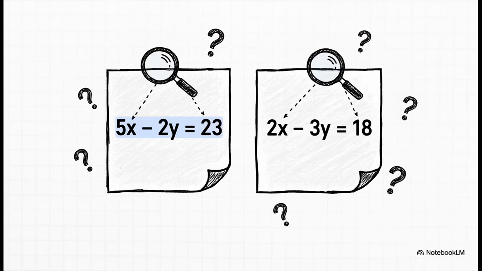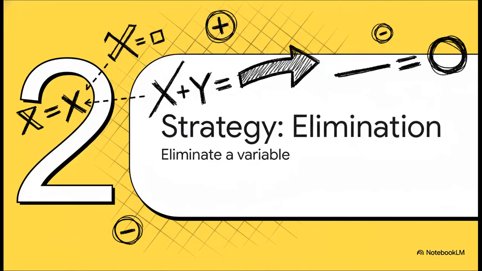Here they are, our two equations. 5x minus 2y equals 23, and 2x minus 3y equals 18. Now, if you look closely, you'll see the first little puzzle. None of the numbers in front of the x's or y's actually match up, and that's where our strategy comes in. We're going to tackle this with the elimination method. Honestly, it's a super powerful and efficient way to solve these things. And the name says it all, right? The whole point is to completely get rid of, or eliminate, one of the variables. That'll leave us with a much simpler equation to solve.